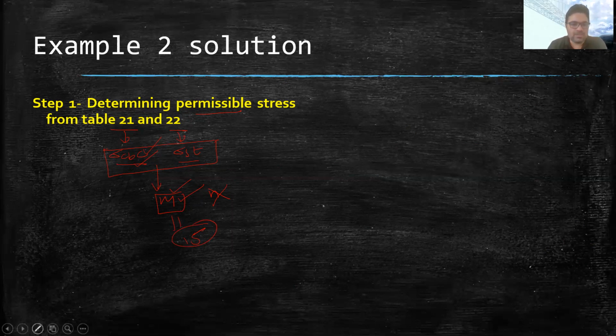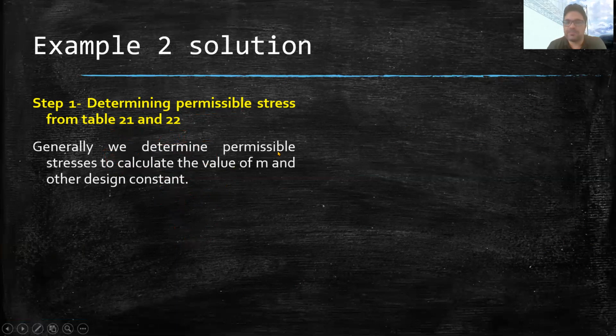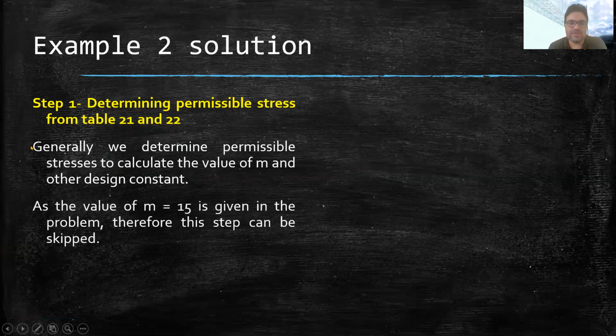But M value is already given here, so we will not find out sigma CBC or sigma ST. So this is what I have written here. Generally, we determine permissible stresses to calculate the value of M and other design constants, but the value of M equals 15. It is already given in the problem. So therefore, this step can be skipped. So we are skipping this step because M value is already given.